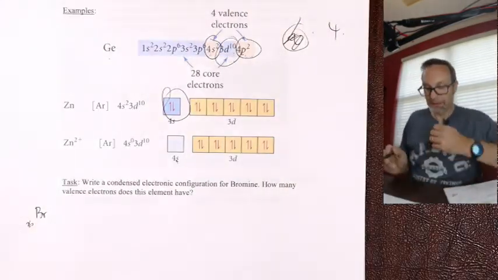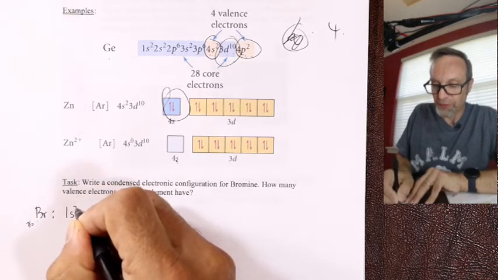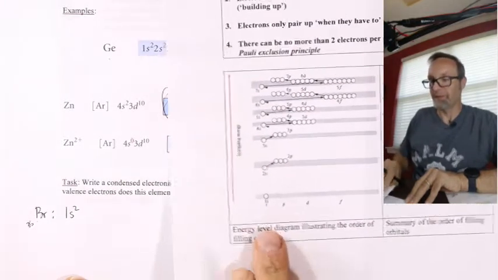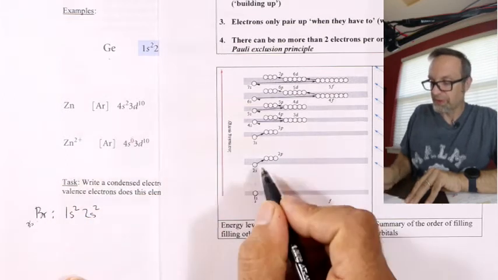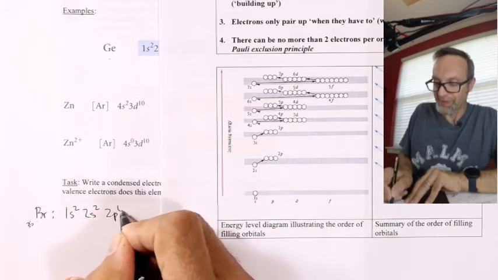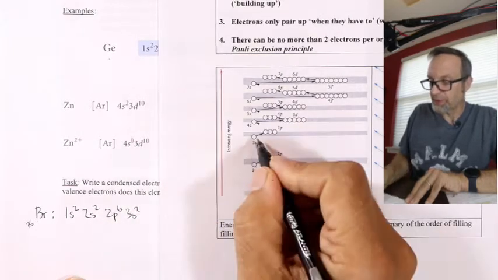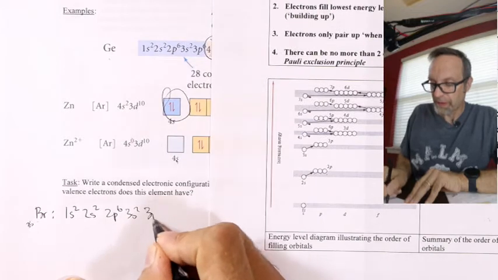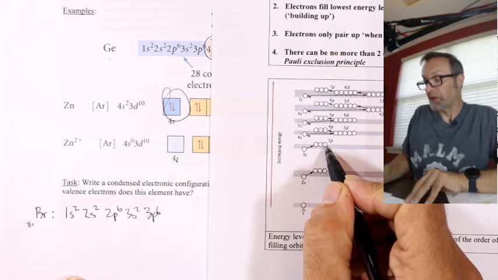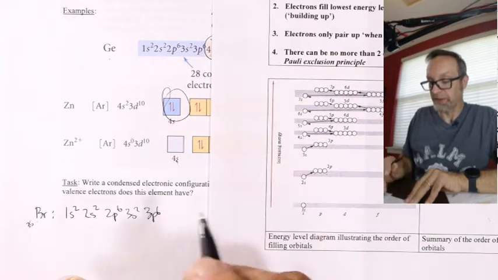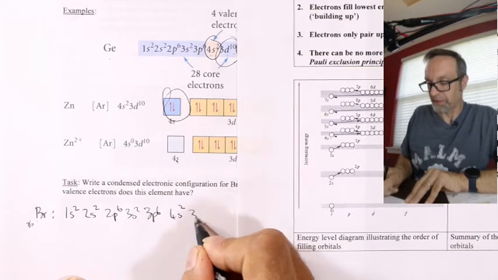So bromine, now I write it out longhand to start. My order of filling is 1s2, I'll get 2 in there. 2s2, that gets me to there. 2p6, 2, 4, 6. 3s2, 3p6. Now I know germanium's in the 4th row, so I'm going to get to the 4th row. I'm going to write those: 4s2, and then 3d10.